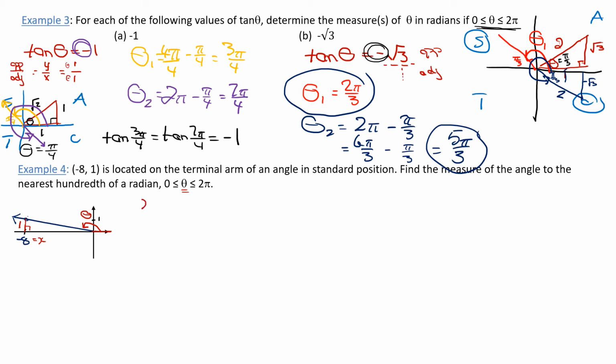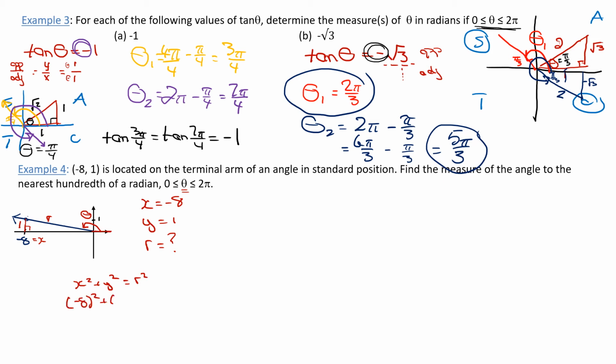So I know x is negative 8. I know y is 1. How would I get r? How would I get the radius or the hypotenuse? So the radius is here. Pythagorean theorem, I hope, is what you're thinking. Pythagorean theorem: x squared plus y squared equals r squared. Let's sub in.